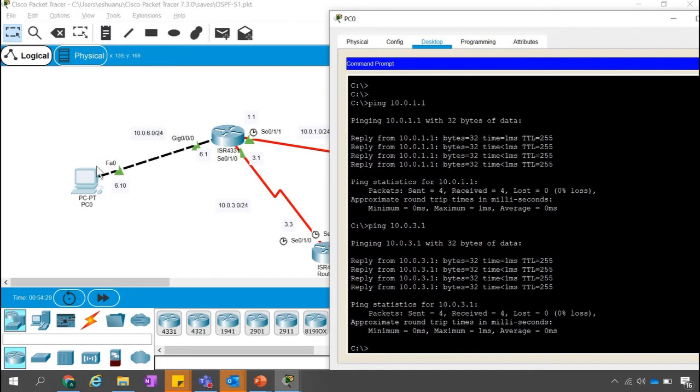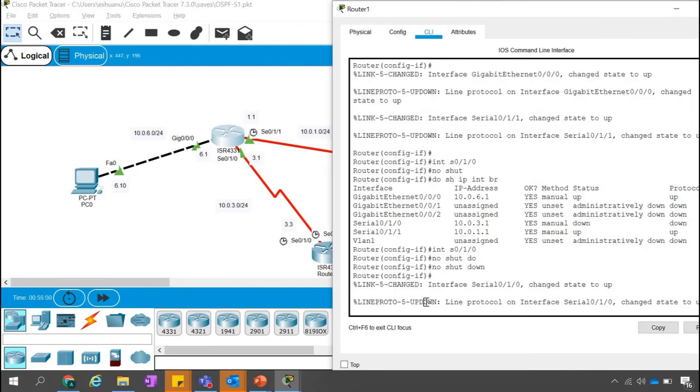Because now when this PC0 is requesting a packet, it is checking that, okay, this network is not connected to me, it is outside of my network. Outside of the network means that I have to send to the default gateway. It just checks in your machine whether the default gateway is set or not. Yes, the default gateway is set in my computer. It sends towards the default gateway. And now the default gateway checks whether I have connectivity towards interfaces 3.1 or 1.1 or not.